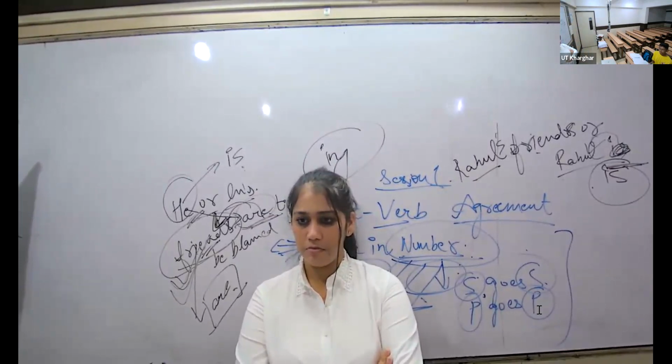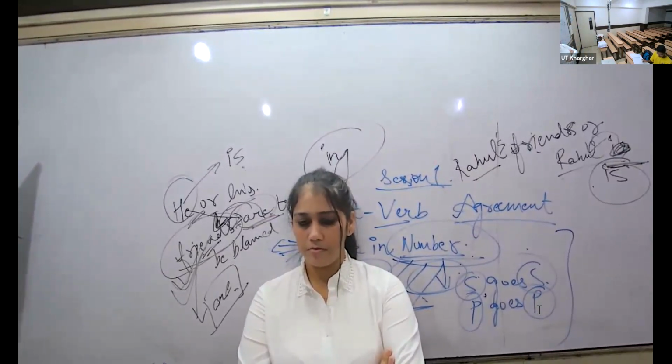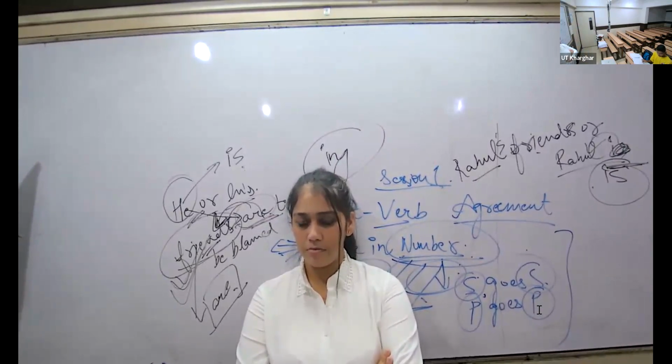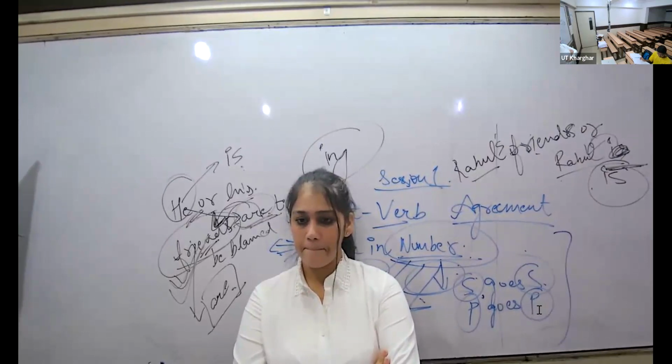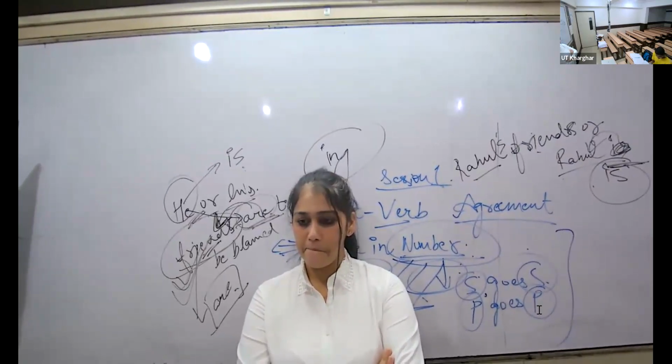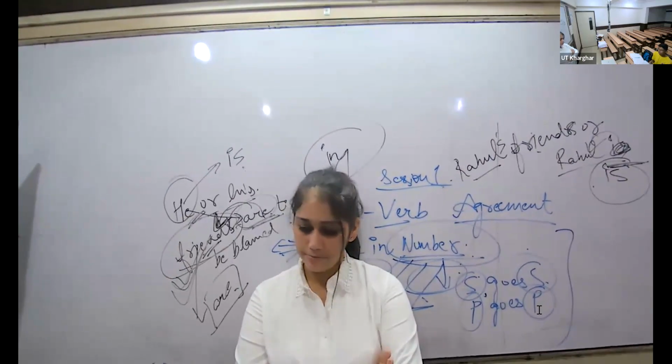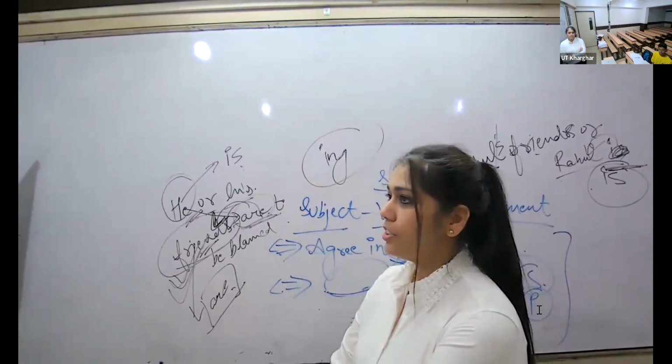And the flipping of sentences: if there and here are used, we should flip the sentences to get the exact subject. Like there are many gaps in literature, so after flipping we get gaps, which is plural. That's why are is used. Good. Any doubt?